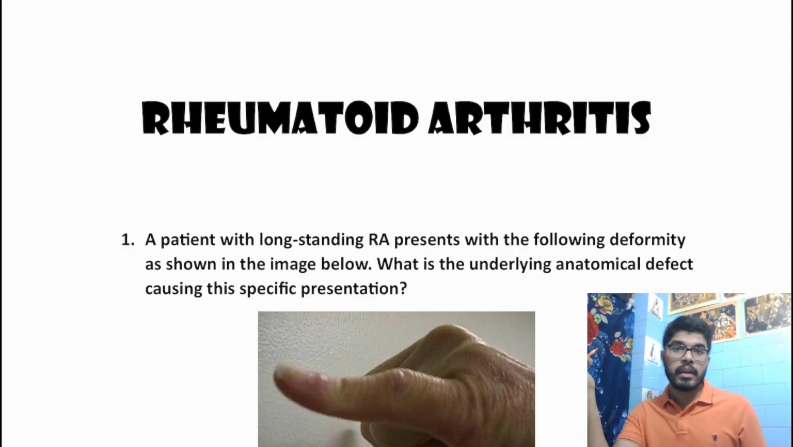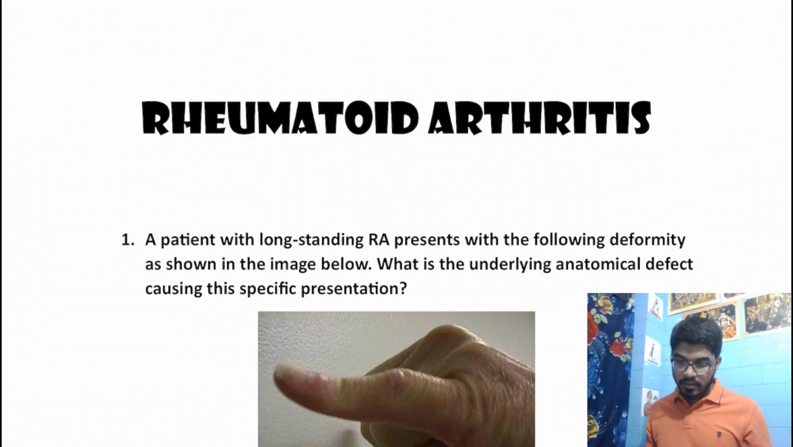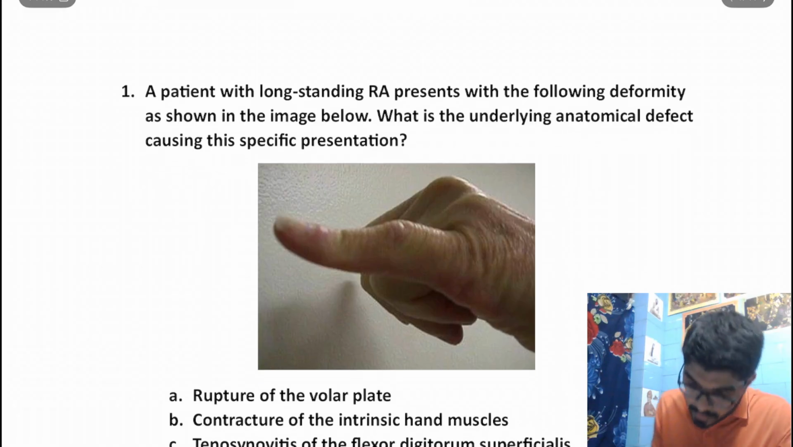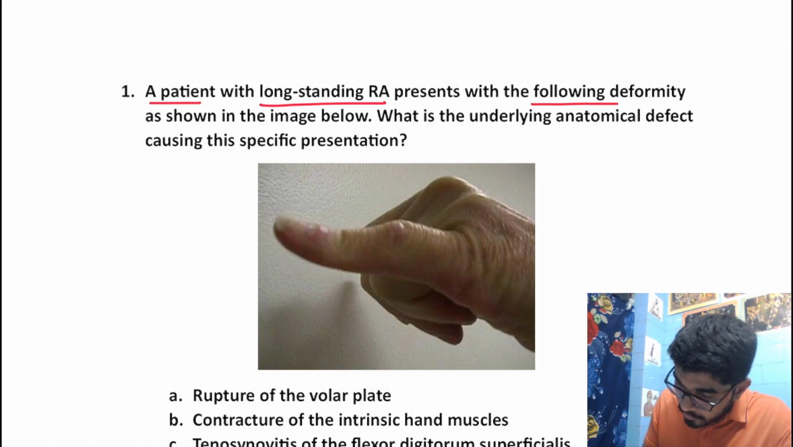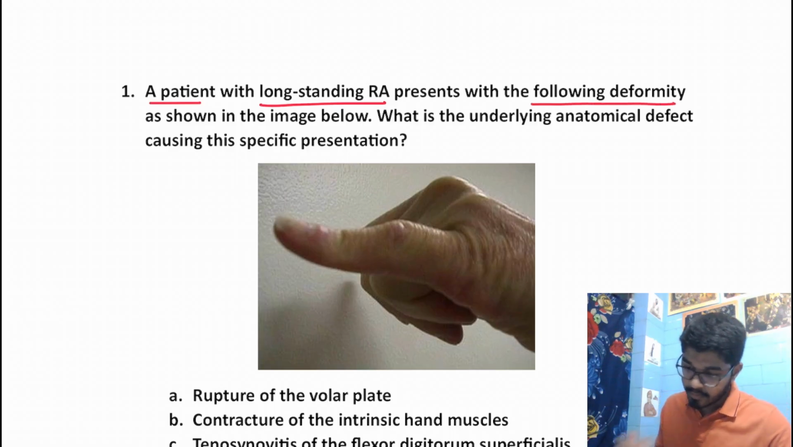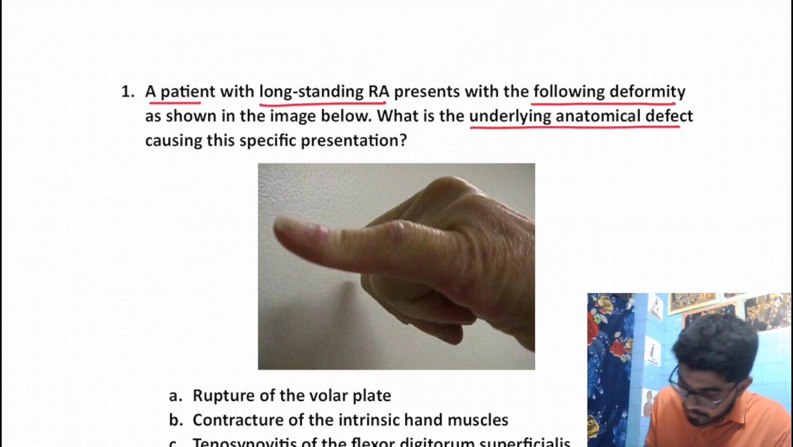Welcome everyone. In this video we shall be talking about rheumatoid arthritis and discuss most of the important questions related to it. So moving on to the first question. A patient with long-standing rheumatoid arthritis presents with the following deformity as shown in the image below. What is the underlying anatomical defect causing this specific presentation?